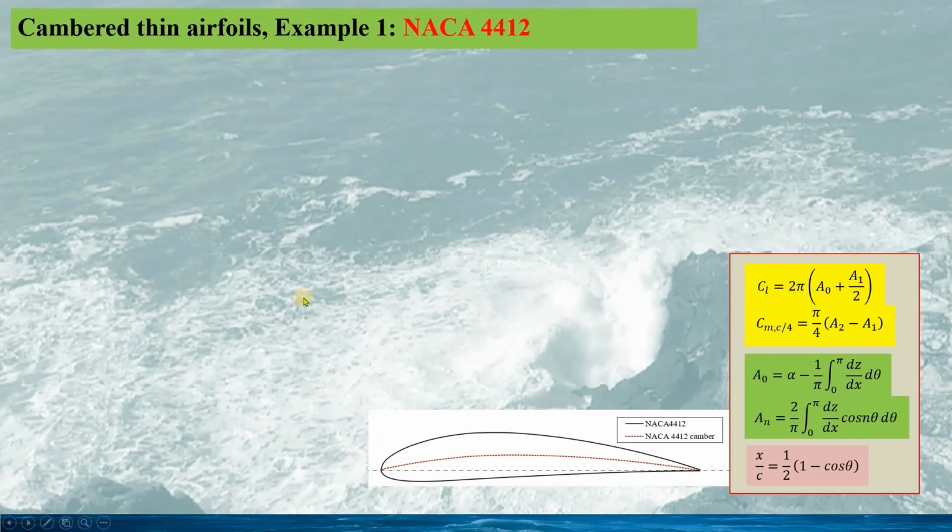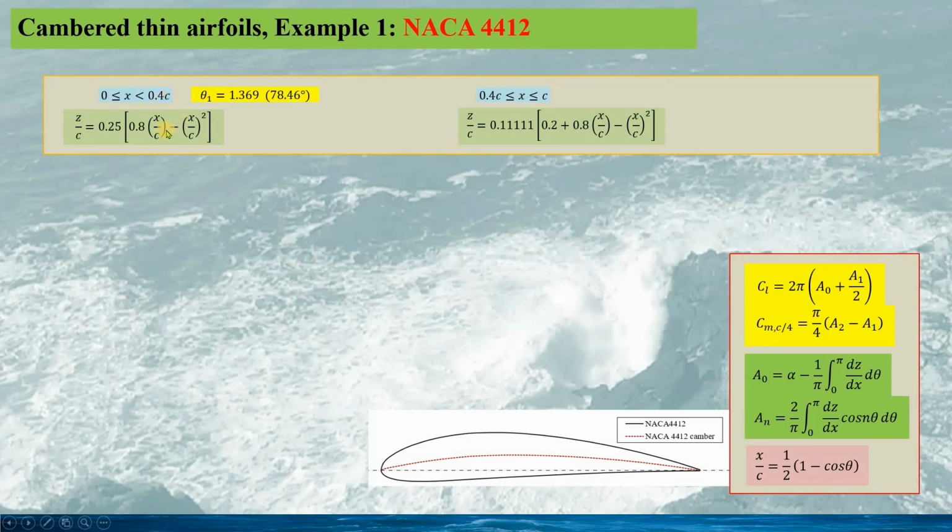In this slide, we examine the calculation for the NACA 4412. As we have shown in the previous slides, the lift coefficient is given by this formula, and the moment coefficient is given by this formula. Here, A0 is given by this, and An is given by this. And x and theta have their relation by the coordinate transformation.